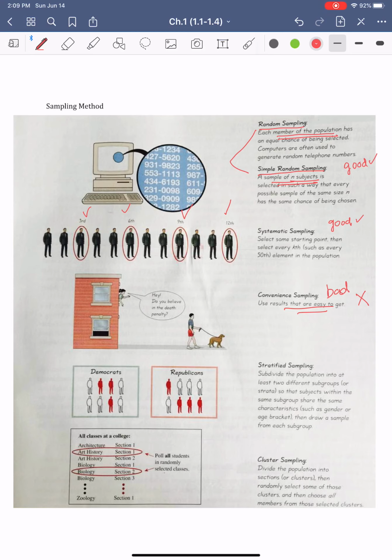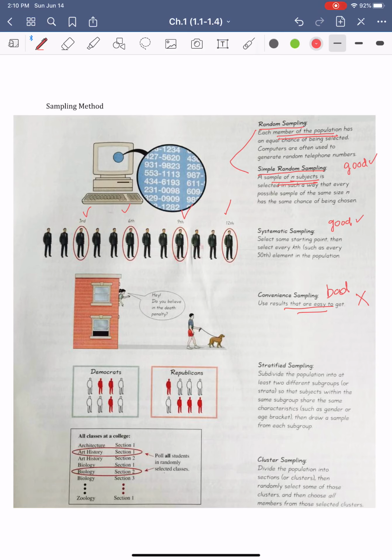So again, instead of that, maybe picking a sample from the college cafeteria or gym and library, they may give you different data. So you want to get the data from different areas, not just one place. So that's an example of a convenient sampling, and we do not want that to happen.